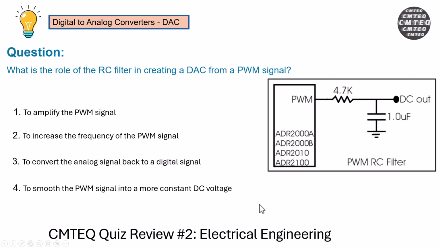Great. Now, before you make your choice, we've got an illustration here where you've got your Arduino or controller outputting a PWM signal. There is your RC low pass filter, and you've got your DC output voltage here. So what is your choice? Okay, let's go ahead and reveal how the community voted in the next 5 seconds.